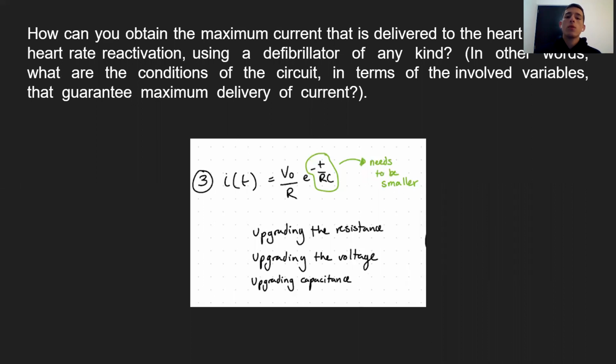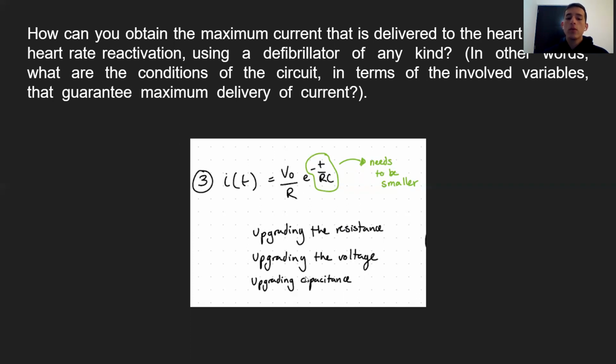So how can you obtain the maximum current that is delivered to the heart during a heart rate activation using a defibrillator of any kind? In this case, we use the formula of current for when the capacitor is getting discharged. In order to maximize the current, we need to make the exponent in the Euler term smaller. So how can we do this? Well, first of all, we can lower the resistance, and this is going to make this number smaller and is going to increment the current. We can upgrade the voltage, that is going to increment the current as well.